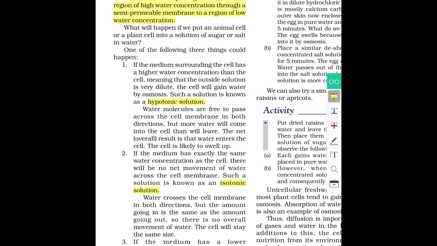Now, what will happen if we put an animal cell or a plant cell into a solution of sugar or salt in water? Some of the following things could happen. If the medium surrounding the cell has a higher water concentration than the cell, meaning that the outside solution is very dilute, the cell will gain water by osmosis. Such a solution is called a hypotonic solution. You can use the word dilute for a hypotonic solution.